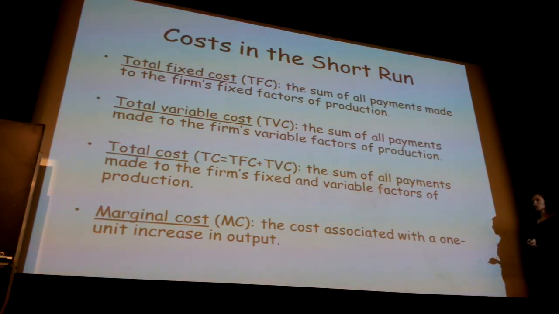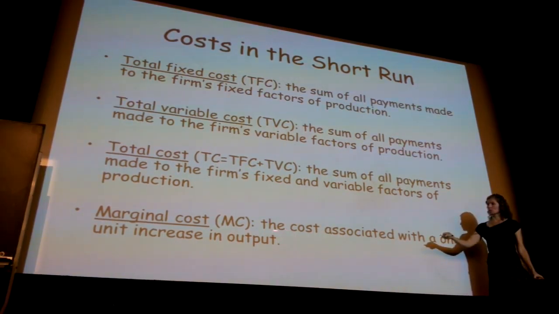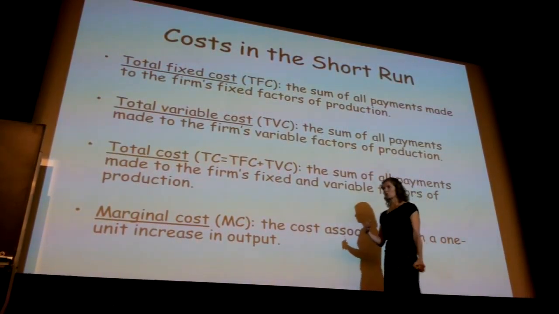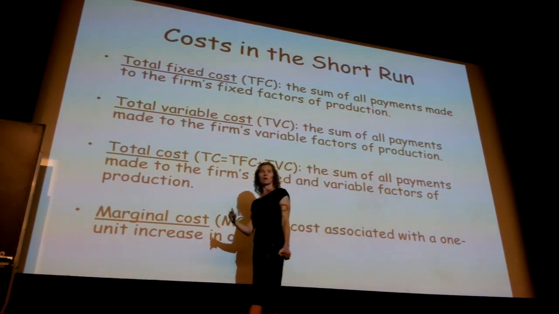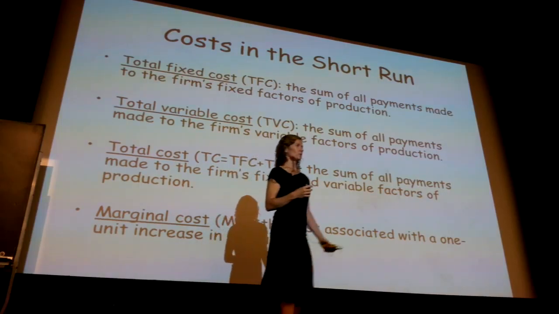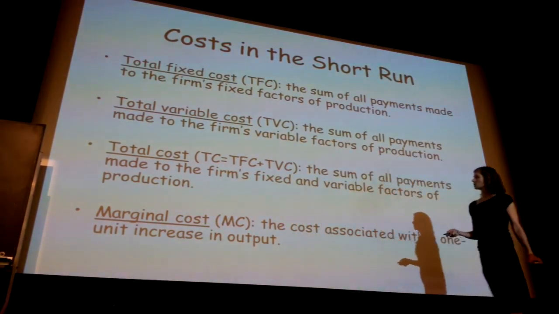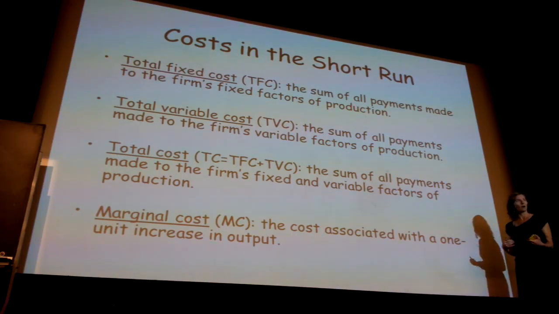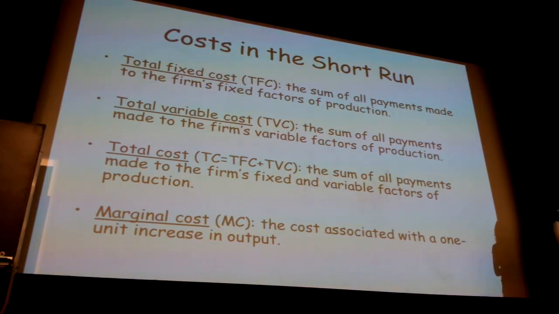Marginal cost is the cost associated with a one unit increase in output. So if she produces an additional loaf of bread, how much do her total costs increase by? That's going to be marginal cost. Every time she produces an additional loaf of bread, it's going to require additional inputs. There's going to be some cost associated with that.